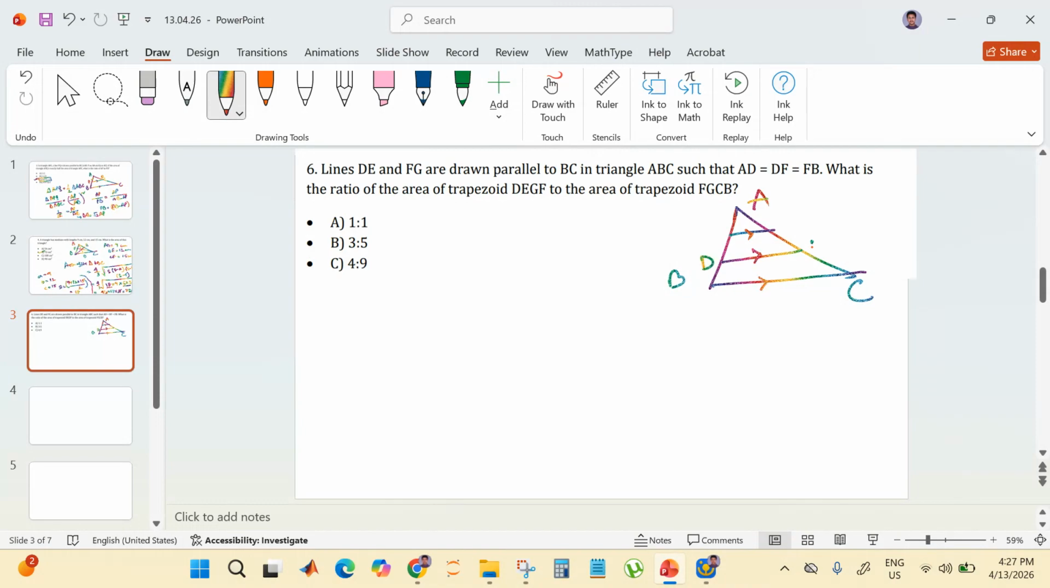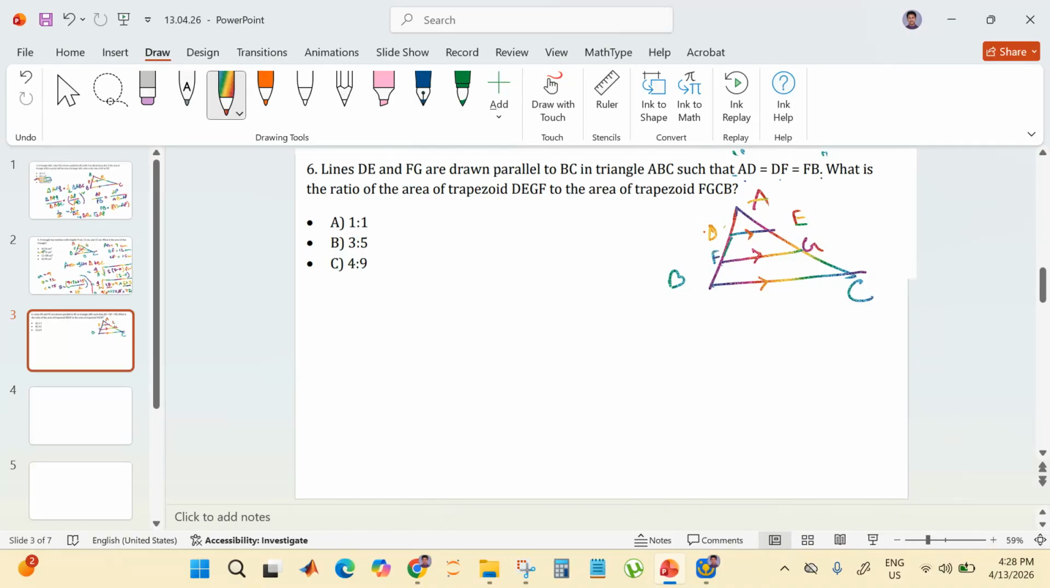Suppose it is DE and it is FG, such that AD equals DF equals FB. After drawing, I just found that when I am reading this, AD equals DF is never possible, impossible actually. So actually, you have to consider DE here and FG here. Now read it.